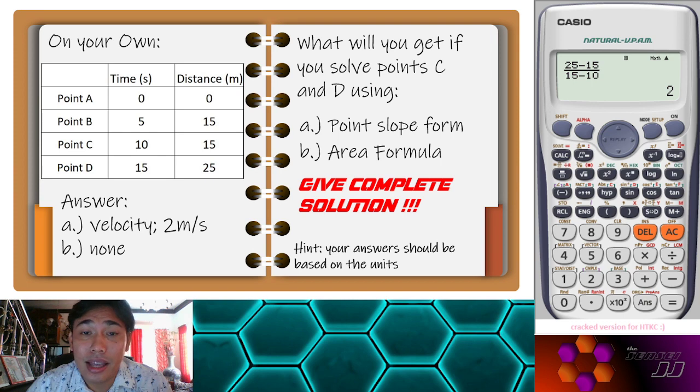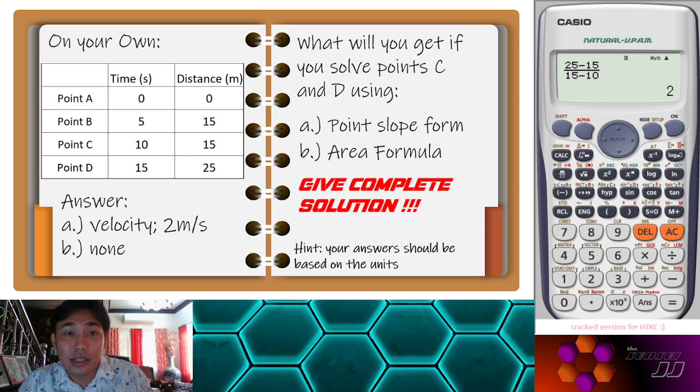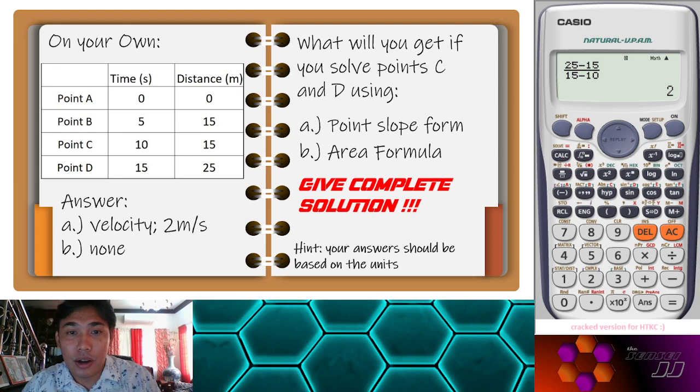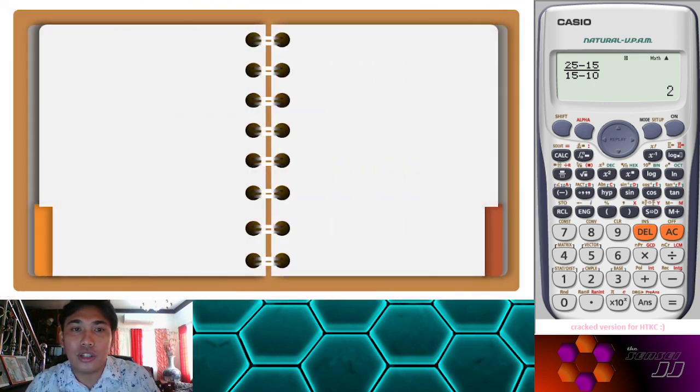That's why we cannot get anything from the area formula in the distance versus time graph. When we talk about the distance versus time graph, we're only getting the velocity, and it is through the point slope form. I hope you understand this well, and if you do, let's try to give it another shot.